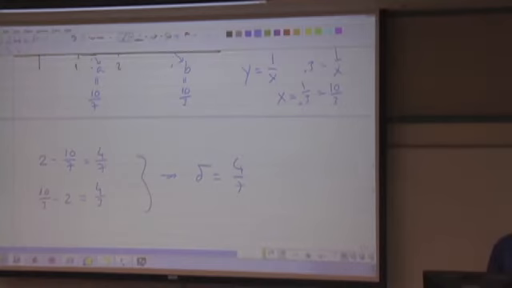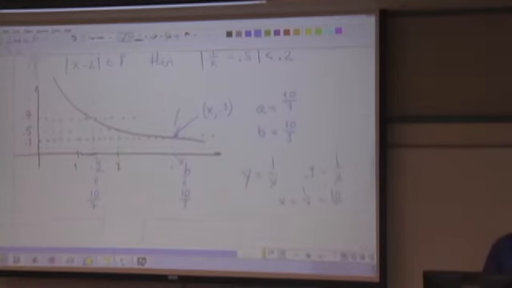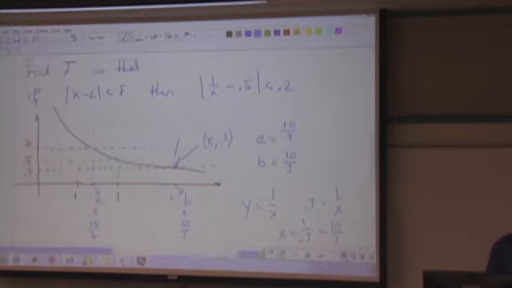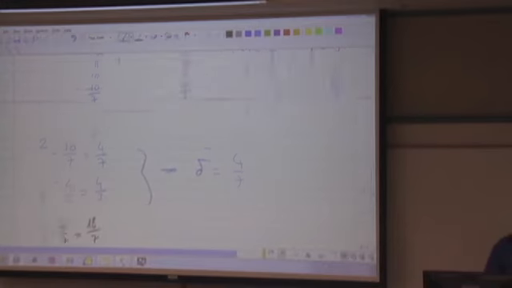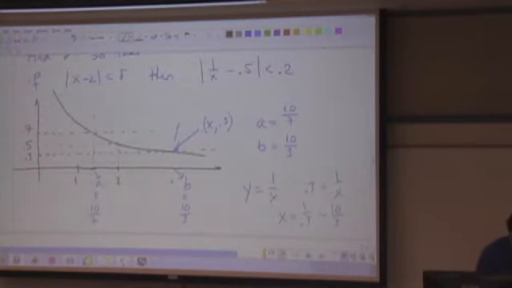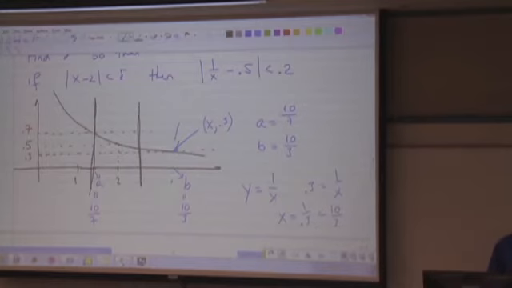Is that because 4 sevenths is within the red lines? Because if you think about 4 sevenths, what is 2 plus 4 sevenths? 18 sevenths. 18 sevenths is going to be somewhere here. So what you're looking at is this strip, plus 4 sevenths and minus 4 sevenths.